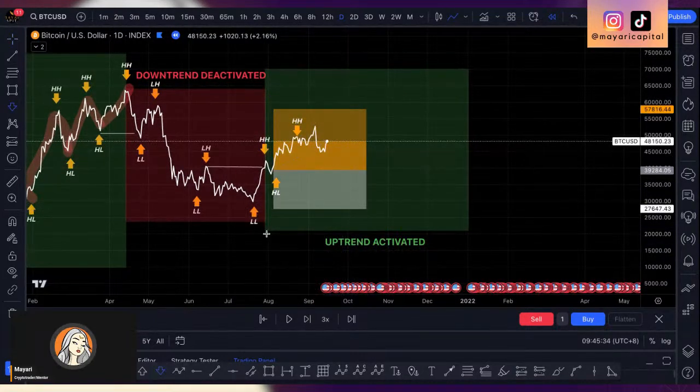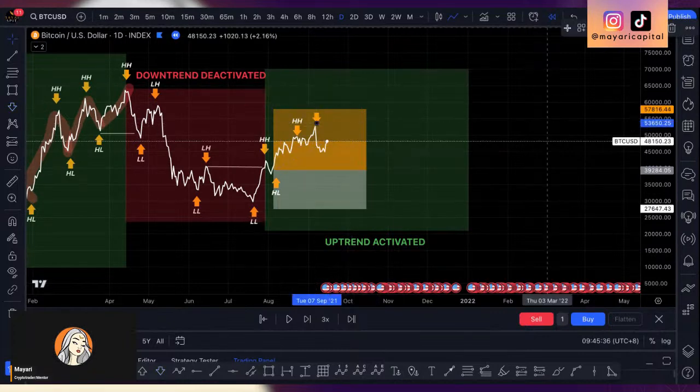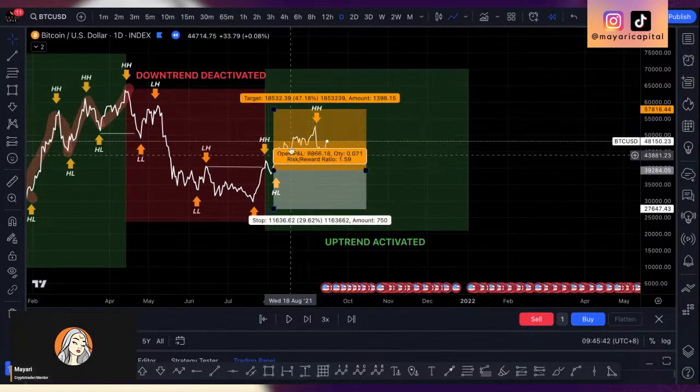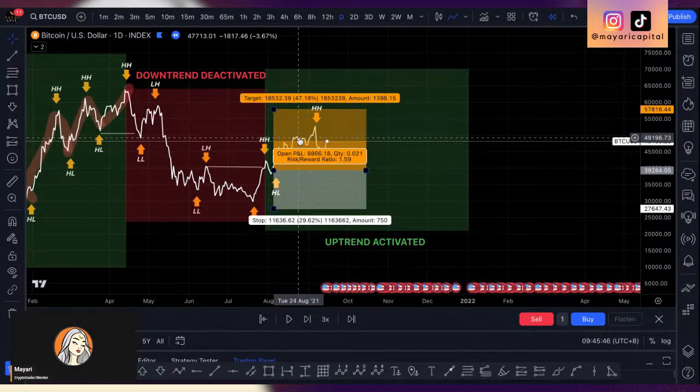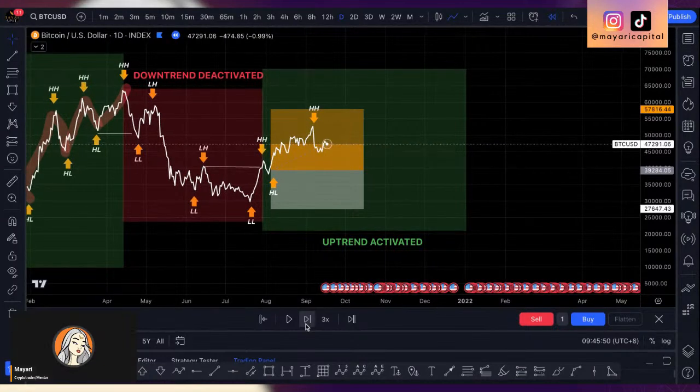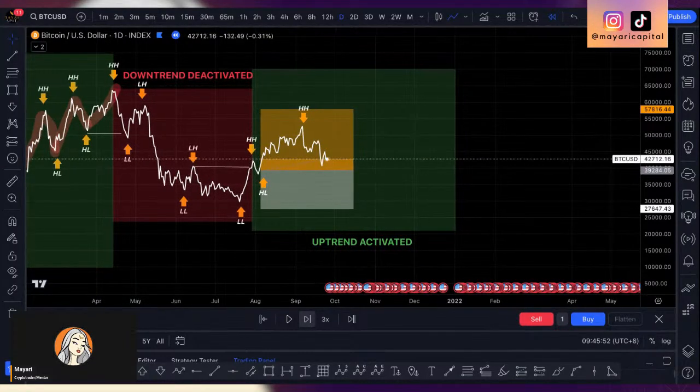Okay, so now we have the higher high. This one right here. Let me remove this. So now you're asking, why did you remove that? So that right there, again, there's some micro and macro structures in there happening.